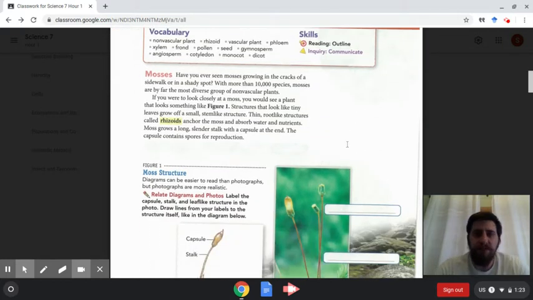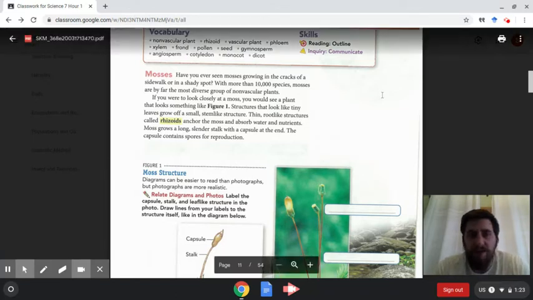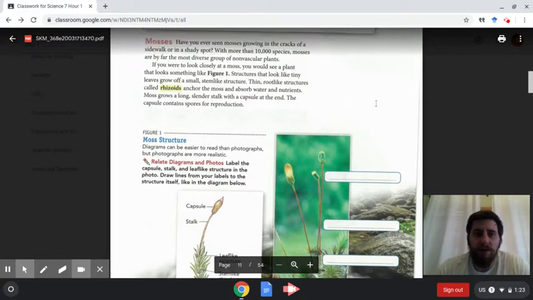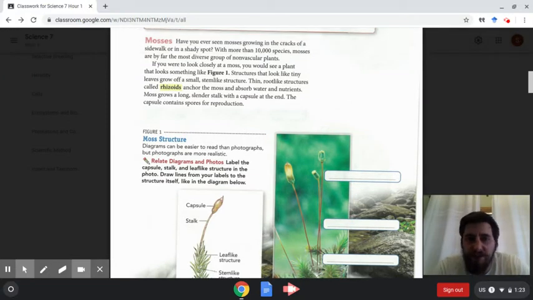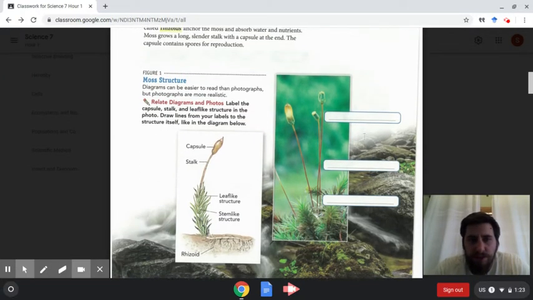Mosses. Have you ever seen mosses growing in the cracks of a sidewalk or in a shady spot? With more than 10,000 species, okay, think about that. Humans have one species. They have 10,000 species. Lots of different species of mosses, even though they probably all look pretty similar. Mosses are by far the most diverse group of non-vascular plants. If you were to look closely at a moss, you would see a plant that looks something like figure 1. So down here, figure 1.